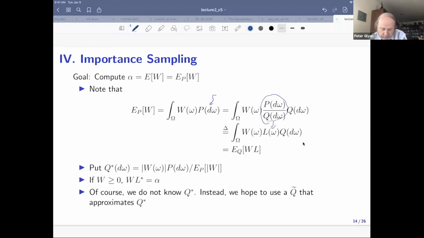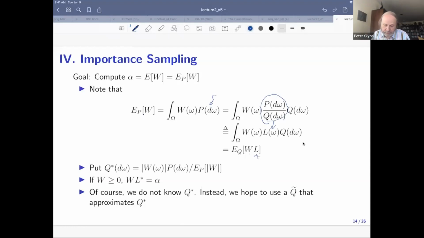And then we can write this P expected value in terms of a Q expected value, in which W is now multiplied by L. L is a likelihood random variable that basically measures the corresponding likelihood of a given omega under P to that under Q. That's why it's called a likelihood ratio in the world of statistics.